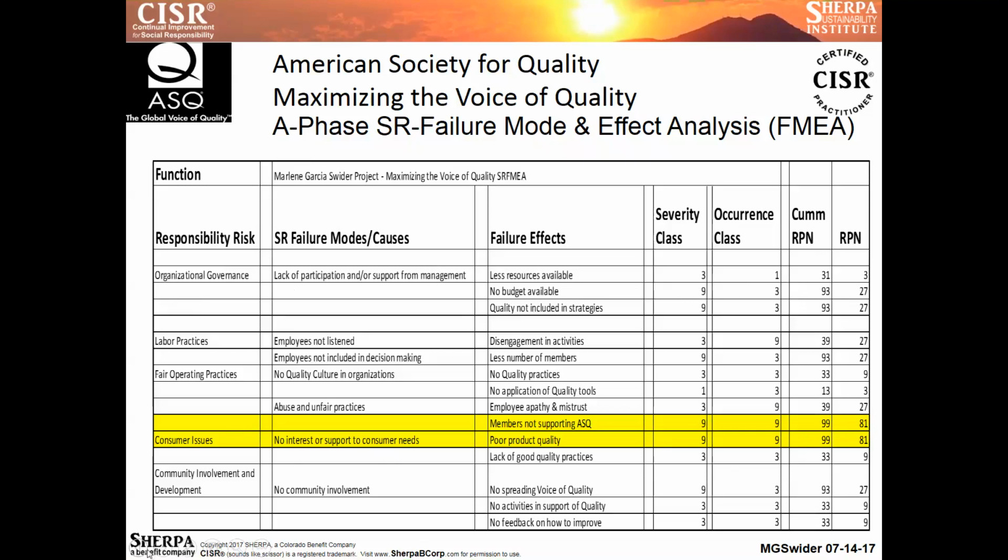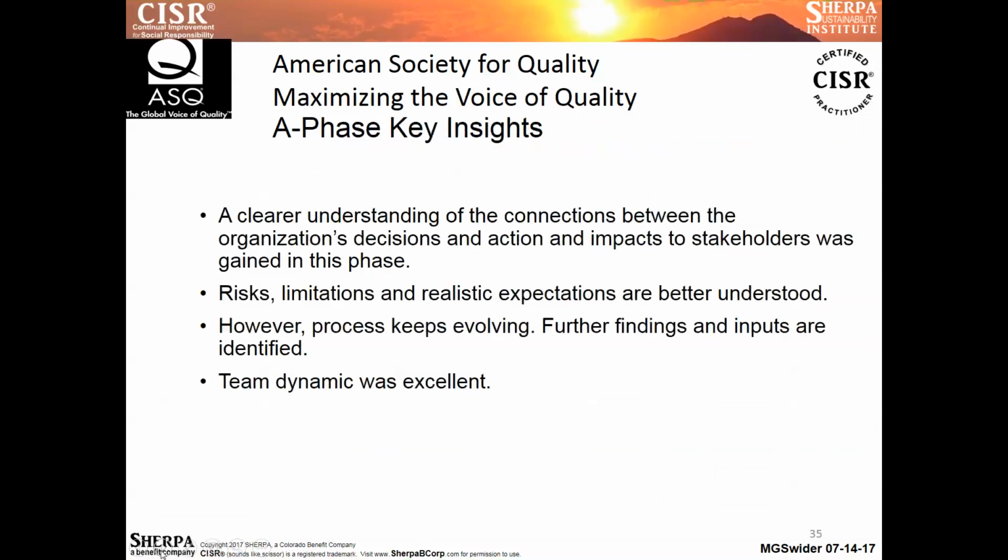So let's see the lessons learned in the A phase, or analysis. A clear understanding of the connections between the organization's decisions and actions and impacts to stakeholders was gained in this phase. Risk, limitations, and realistic expectations are better understood after this phase. However, processes keep evolving. Further findings and inputs were identified during the analysis, and that's to be expected because you're taking time now to analyze all your components. Team dynamic was excellent at this time. Okay.